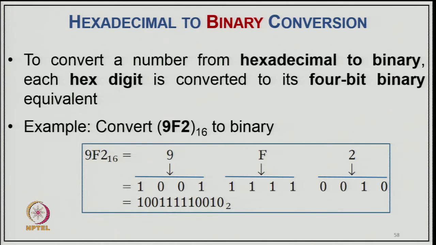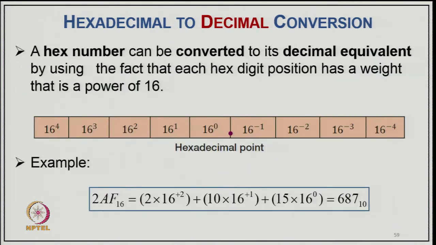Now, coming to hexadecimal to binary conversion. To convert hexadecimal to binary, each hex digit is converted to its equivalent 4-bit binary. An example is 9F2 (base 16) to binary. So, we have the three digits 9, F, 2. We convert each to its 4-digit equivalent: 2 is 0010, F is all four 1s, and 9 is 1001, and we can write all these bits with the base of 2. So, that is how we do hexadecimal to binary conversion.